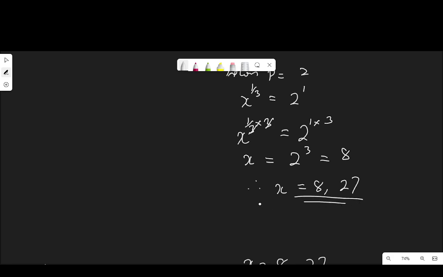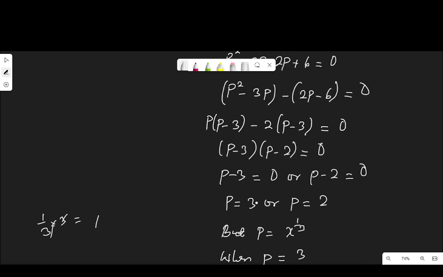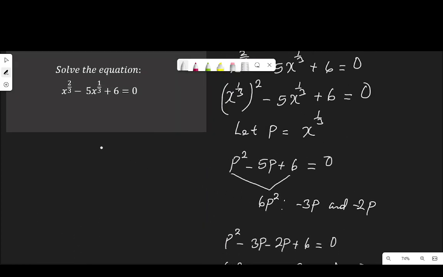So if that is the case, let's check whether this answer actually satisfies the equation. The equation says x to the power of 2 over 3 minus 5x to the power of 1 over 3 plus 6 is equal to 0. I'm going to substitute the value of x into this to see whether we arrive at 0. The first value is x equal to 8. Let's put it there. That means 8 to the power of 2 over 3 minus 5 times 8 to the power of 1 over 3 plus 6. Let's see whether we arrive at 0.